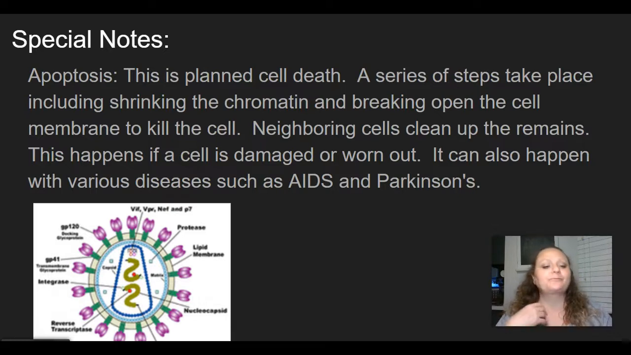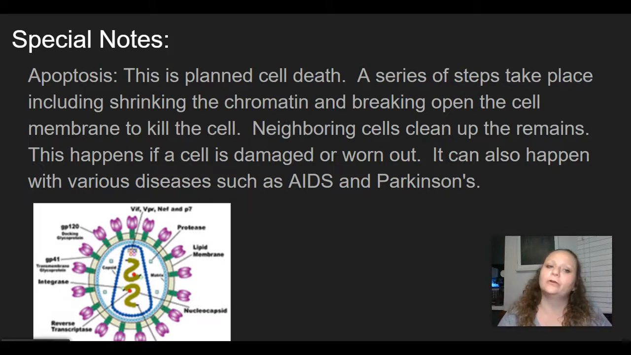Okay, special note. Cells actually go through something called apoptosis, and this is planned cell death. So a series of steps will take place, including the chromatin shrinking and basically the cell breaking open. The cell membrane will break open to kill the cell. Neighboring cells then kind of clean up the remains, and that's it. So when your cells get damaged or they get worn out, your cells will literally go through this apoptosis. And this is how we get rid of those cells that really just need to be replaced.